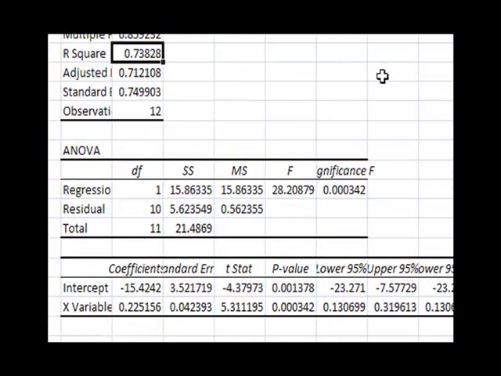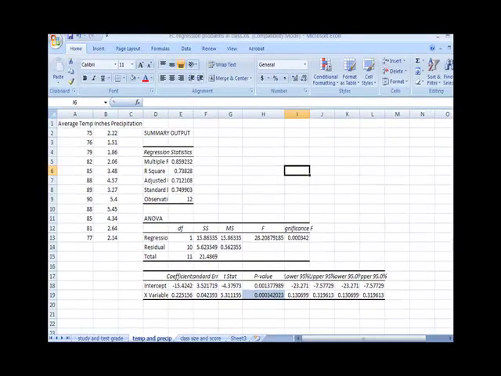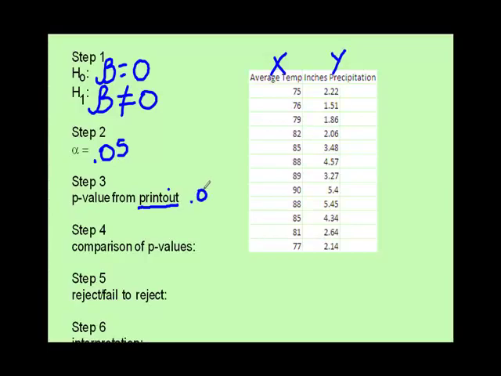So is it significant? I'm looking at the p-value of the x variable to find if it's significant. 0.000342023. The p-value from the printout, the first 3 digits were zeros. So when I compare them, I'm looking, is p less than alpha? P was 0.000. Is that less than alpha, 0.05?